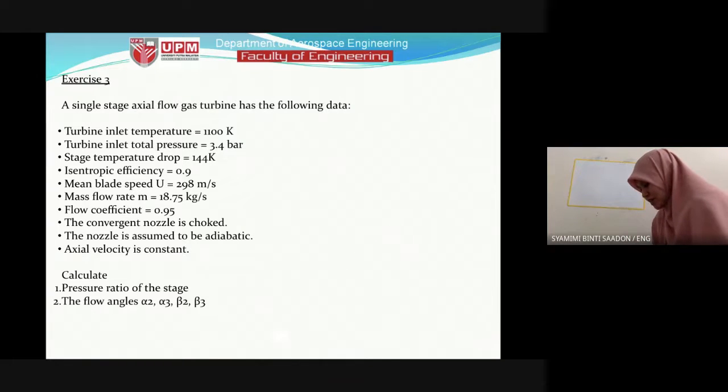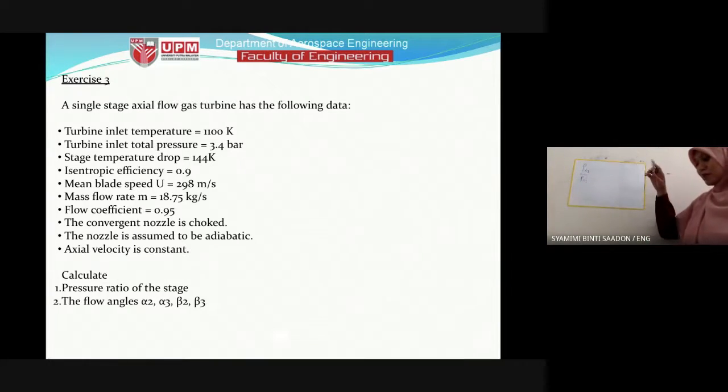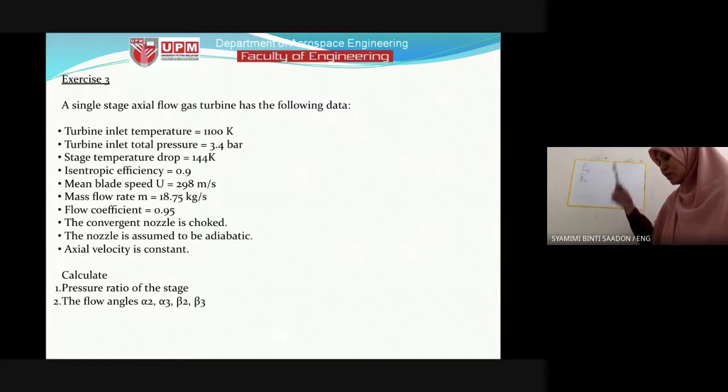Pressure ratio of the stage. To get the pressure ratio, for a turbine it's the opposite of the compressor. So the pressure ratio will be the total pressure at the inlet over the outlet, 1 over 3. In order to use this, we need the total temperature first, T03.